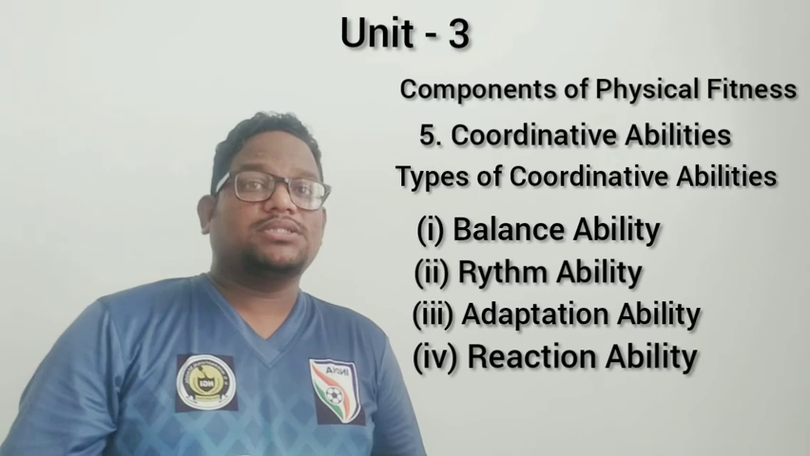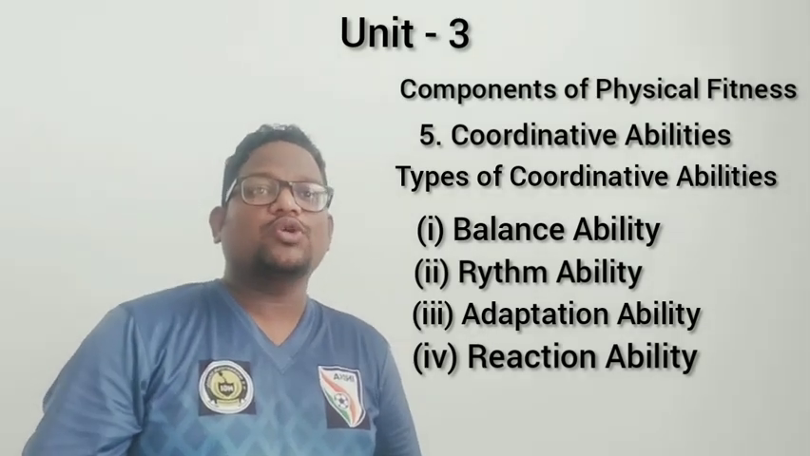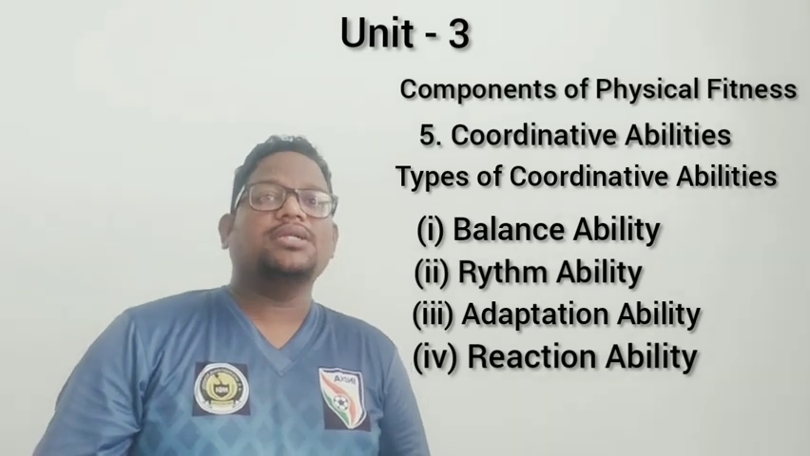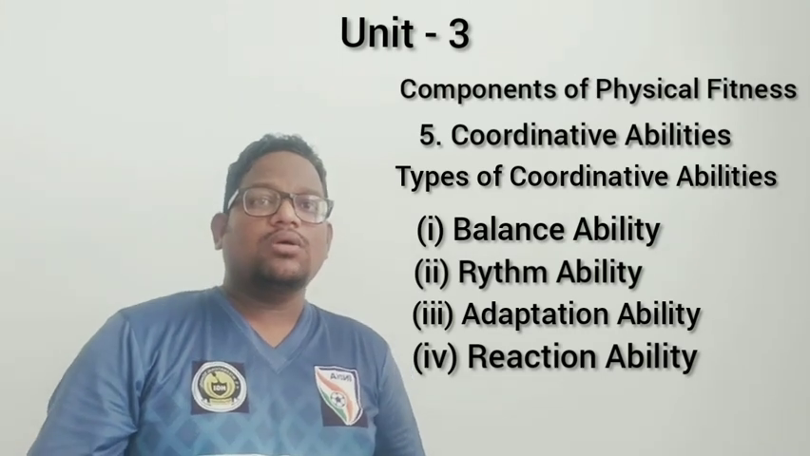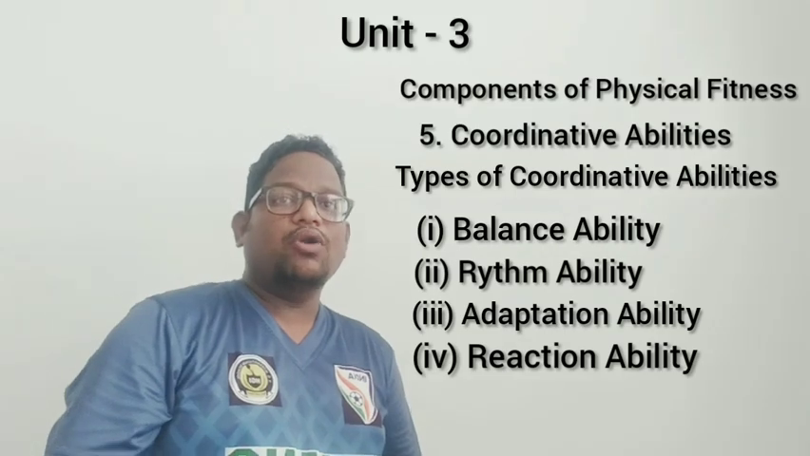Next is complex reaction ability. The ability of a person to react quickly to an unknown signal. Both reaction and signal are not defined. For example, the ball in football, the ball in basketball, and the ball in cricket.